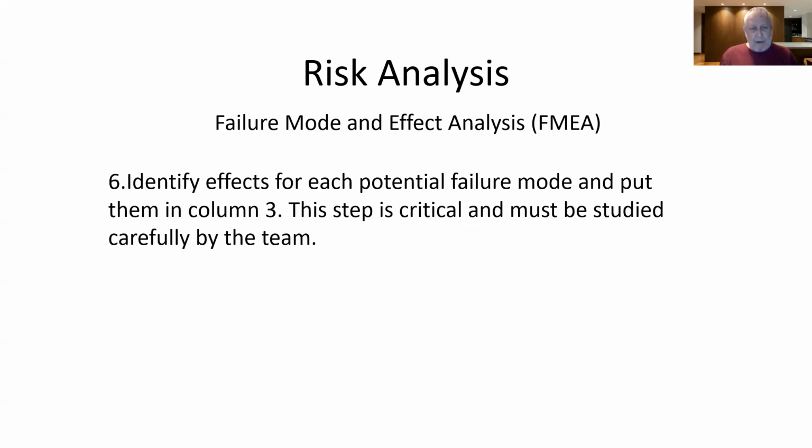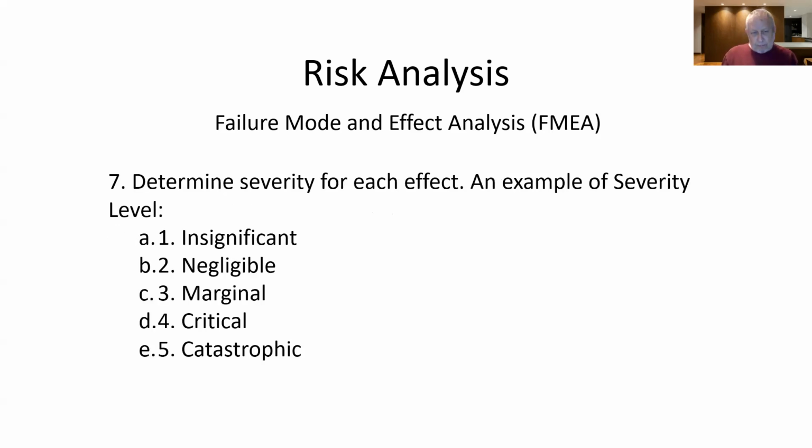So identify effects for each potential failure mode and put them in column 3. This step is critical and must be studied carefully by the team. In other words, if something failed, what can happen? Determine the severity for each effect. And here's an example of severity on a 5x5 matrix. Insignificant, negligible, marginal, critical, and catastrophic. And they're 1, 2, 3, 4, 5.